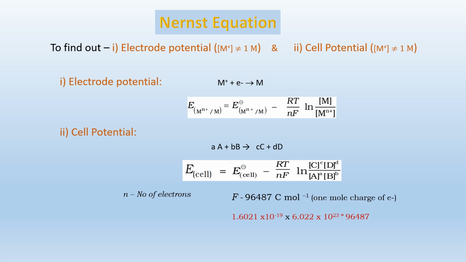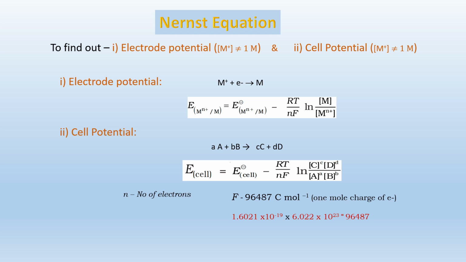F is the Faraday constant. Faraday constant is nothing but the charge of 1 mole of electrons. What is the charge of 1 mole of electrons? The charge of 1 electron is 1.6 into 10 to the power minus 19 coulomb, and 1 mole is 6.022 into 10 to the power 23. Multiply with the charge, you will get the value of 96,487 coulomb per mole. Per mole of electron has the charge of 96,487.